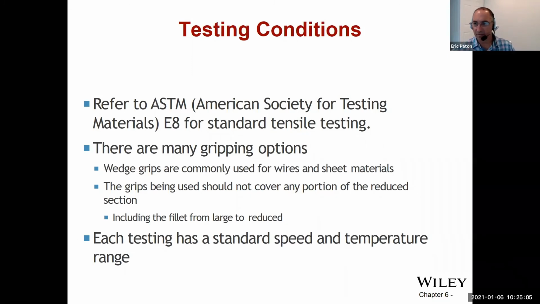Now, there are many grip options. I've already shown you two. There were the wedge grips, which are what we use in the lab because we're dealing with sheet material. But wedge grips can also be used with wires. The other one that you saw was the threaded grips on the cylindrical specimens, which we do not use in our lab.